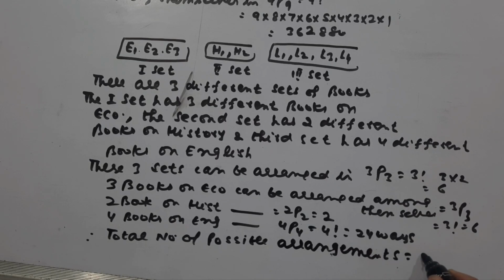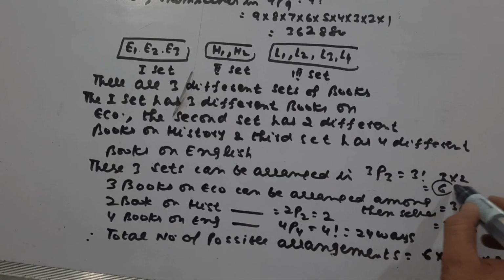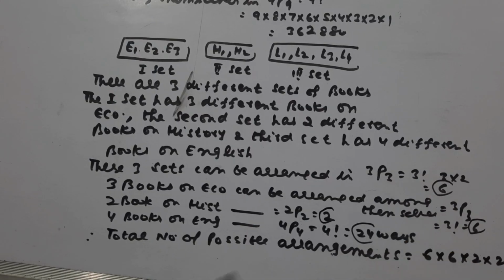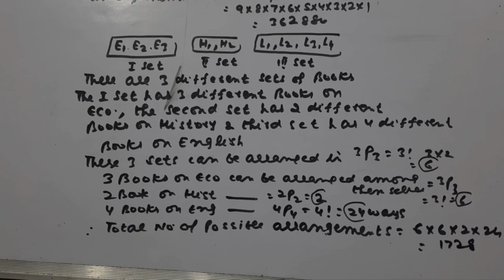So therefore, total number of possible arrangements is equal to 6 into 6 into 2 into 24, and this is equal to 1728. So this is the working of this question, students. So I hope this is clear to you.